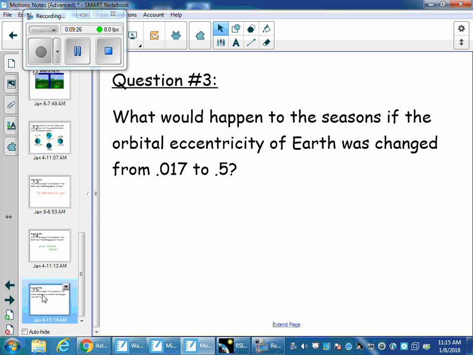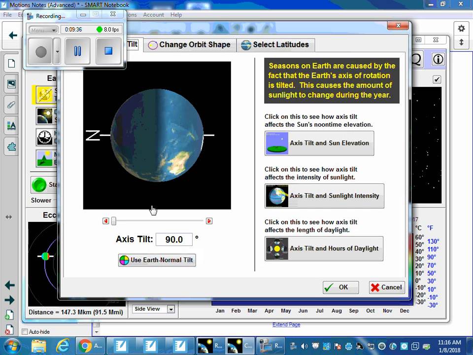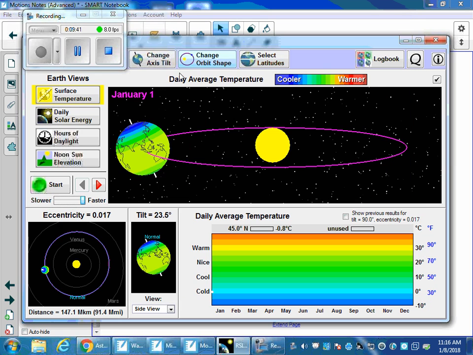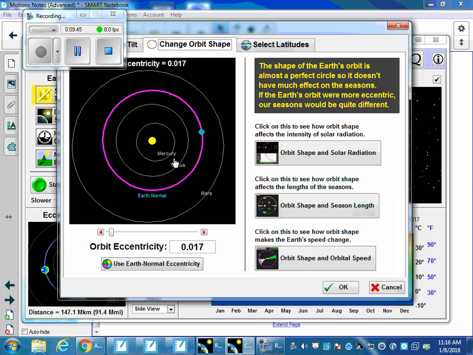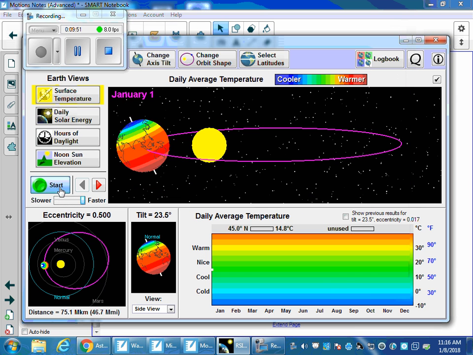The third question that I have for you is what would happen if we change the eccentricity of Earth, and it had a more eccentric, more oval-like orbit. So if we first change our tilt back to normal, and then we change our eccentricity, change orbital shape, and instead of it being 0.017, we put 0.5, and then we look at what happens here.